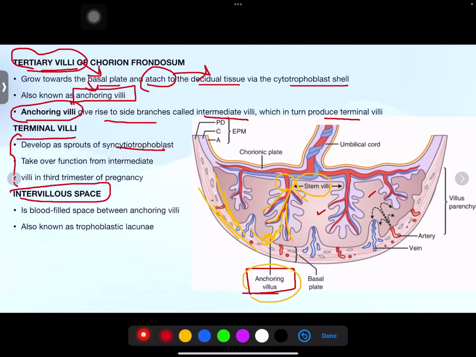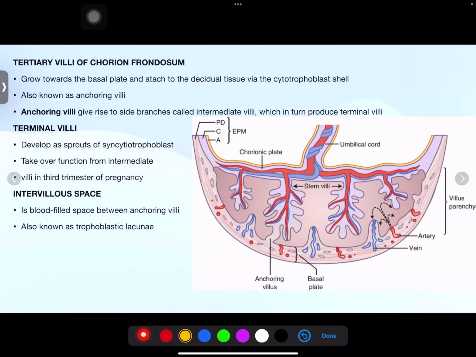All this is the intervillous space. If you see this, this space is called the intervillous space, where the villi are opening into. So it's a blood-filled space between anchoring villi, also known as trophoblastic lacunae.